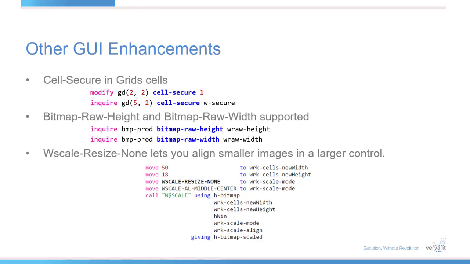Now, in prior versions, when you displayed an image in a bitmap control, you used $scale to stretch or resize it to fit. Now you can also use $scale to leave it the same size and display it in a specific place inside that control, like centering a smaller bitmap in a larger bitmap control. And we're going to see that in a demonstration later.